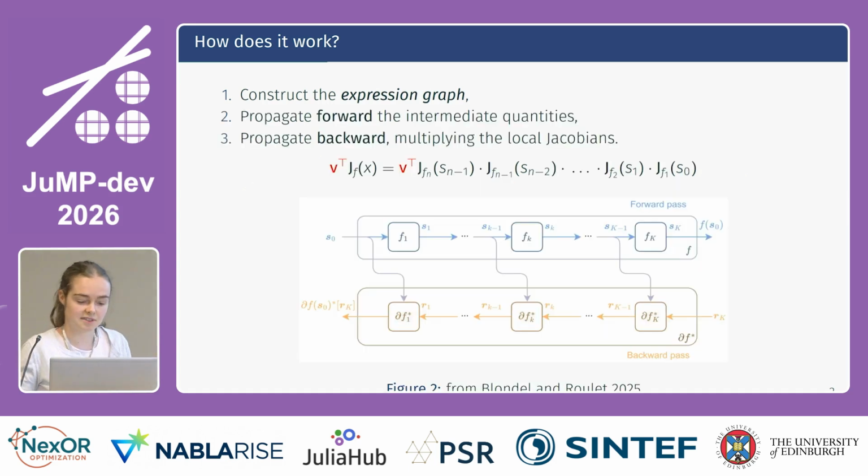And in the next 2 steps, we will traverse this graph first in the forward direction. So we will evaluate the intermediate quantities. So first after your first function f1, and then after f2, and so on. So you evaluate the function. And then in a backward pass, you will actually multiply the local Jacobians, as I said in the beginning, which is just applying the chain rule. So this is how it works.